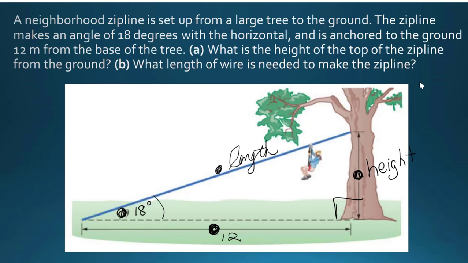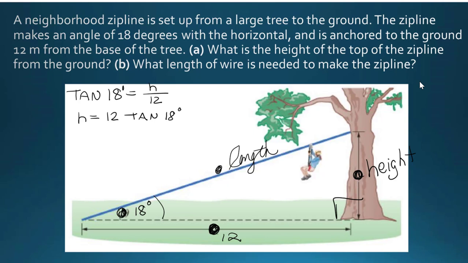Okay, so I have this 18, I have the height I need, and I have the 12. So I have opposite, and I have adjacent. If I have opposite and adjacent, that makes toa. So I have tangent. Tangent of 18 is opposite over adjacent. So again, h equals 12 tangent 18.